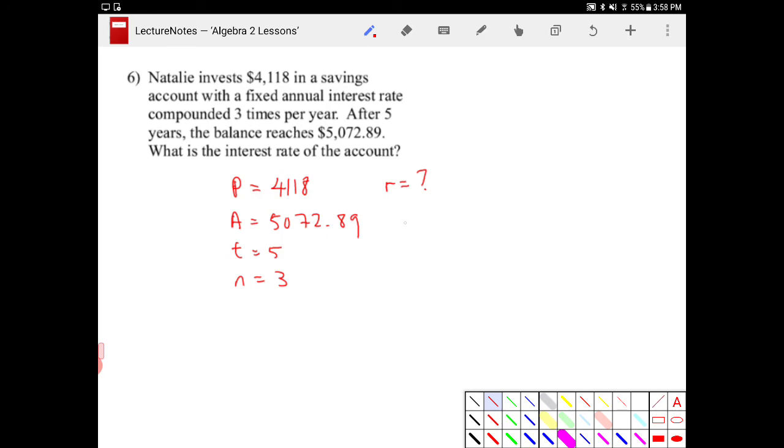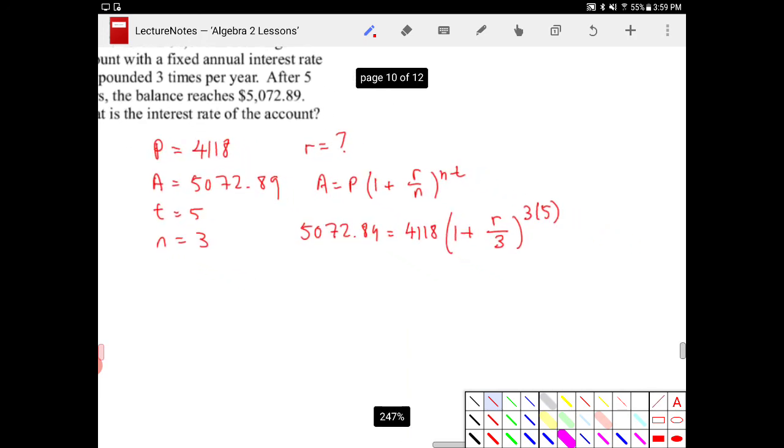So according to the formula, A is equal to P times 1 plus R over N to the power of NT. I want to make my appropriate substitution, and I have 5072.89 is equal to 4118, 1 plus R over 3 to the power of 3 times 5. So now I need to work my way to getting to R. So I'm going to divide both sides by 4118.